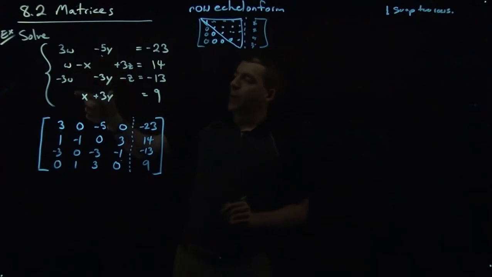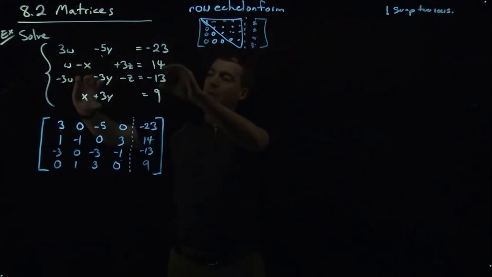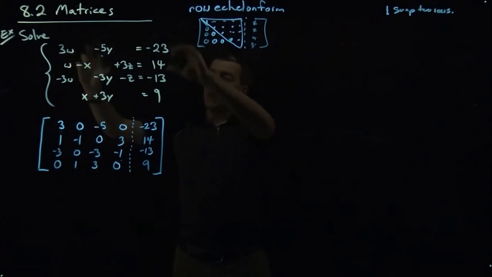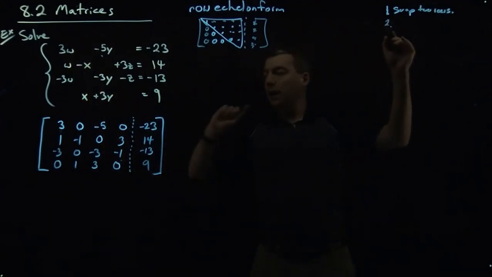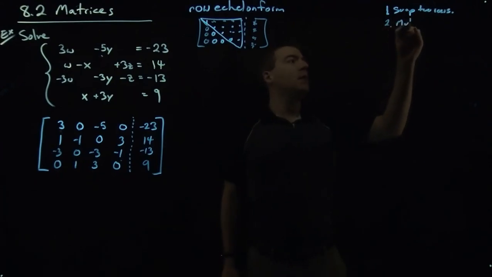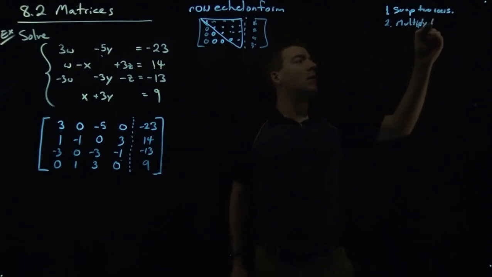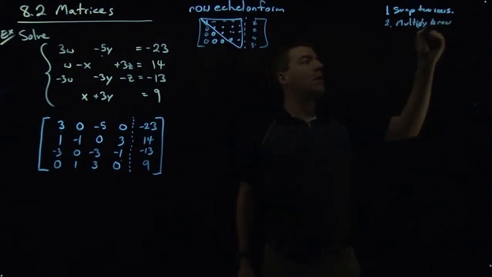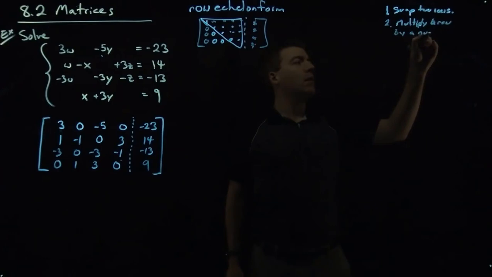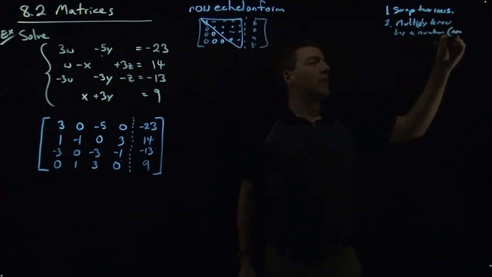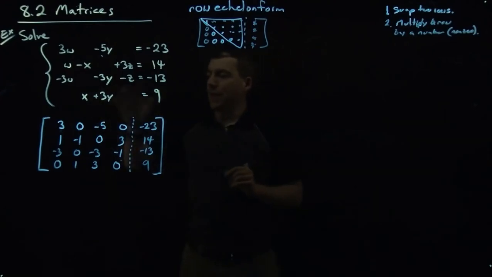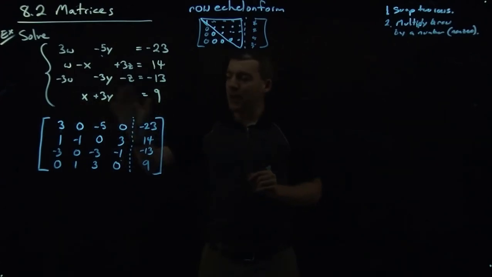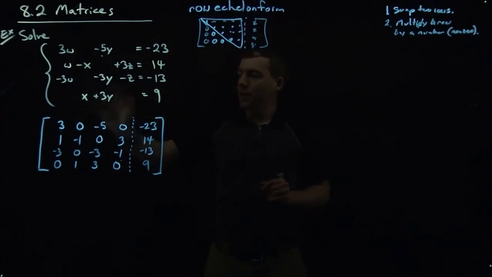One thing we can do is we can swap two rows. The order in which we were given this system doesn't really matter. We could swap and interchange two of them anywhere. It doesn't matter. 2, we can multiply a row by a number. Non-zero, of course. And this is because these are equations. We can multiply both sides by some number. We will not change the solutions.